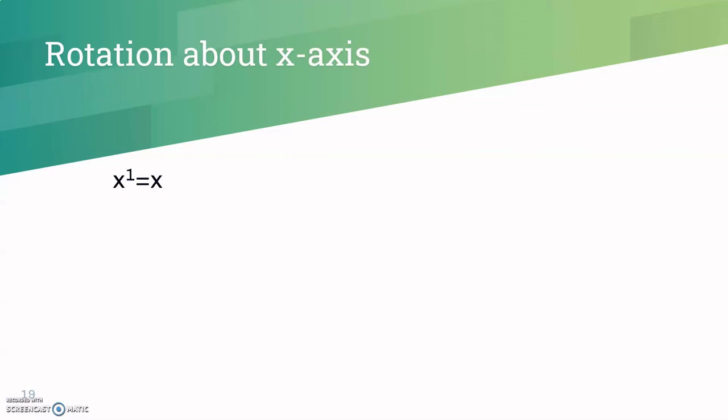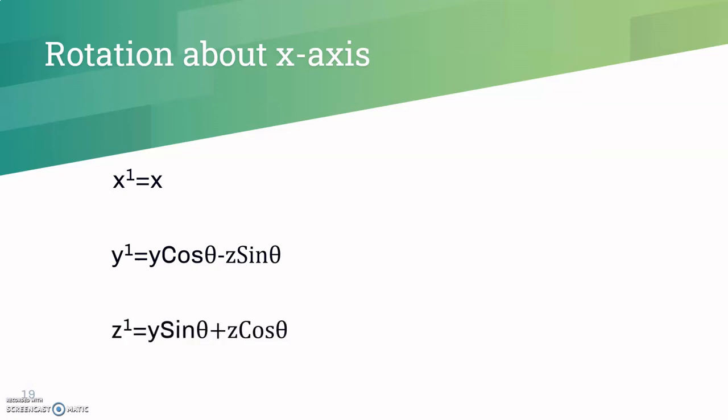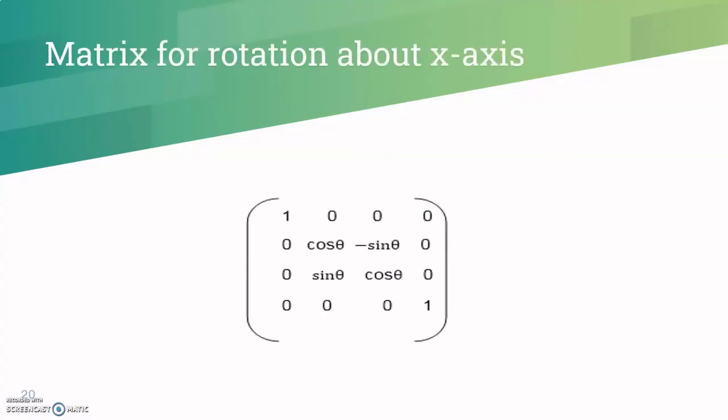Now we have, since it is rotation about x-axis, x remains the same. So x1 equal to x, y1 equal to y cos theta minus z sin theta, and z1 is equal to y sin theta plus z cos theta. And this is the matrix for rotation about x-axis. So we have 1, 0, 0, 0; 0, cos theta, minus sin theta, 0; 0, sin theta, cos theta, 0; and 0, 0, 0, 1.